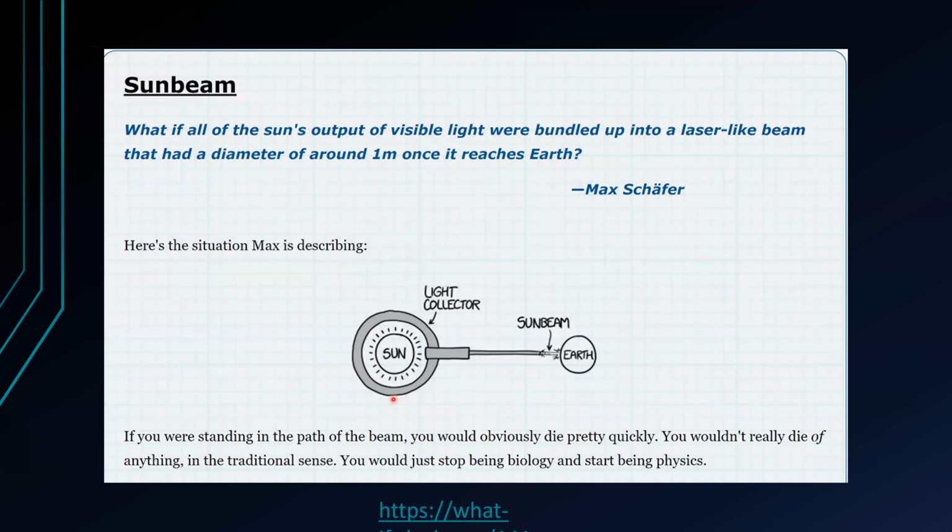And this is the last slide in the presentation here. I just really like it for the sense of humor, which simply asks, if you took all of the sun's output of visible light and bundled it up into a laser beam that had a diameter of 1 meter, what would happen when that laser beam hit the Earth? And if you were standing underneath that laser beam, as the comic says, you wouldn't really die of anything in the traditional sense. You would just stop being biology and start being physics. So please be safe during the solar eclipses.